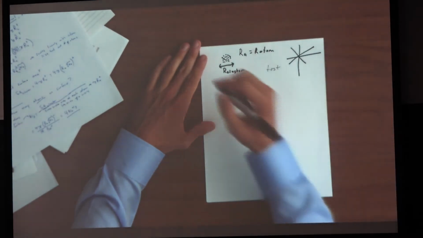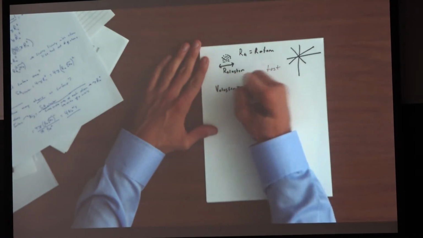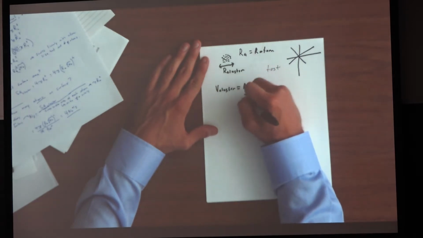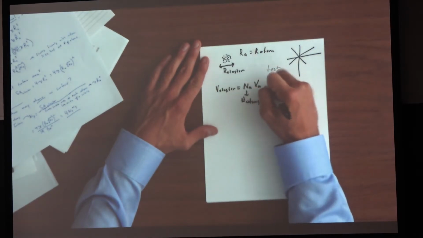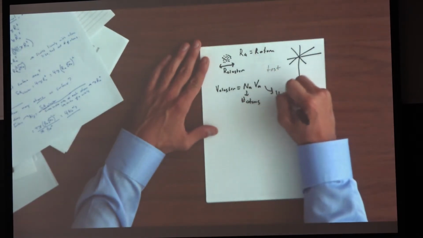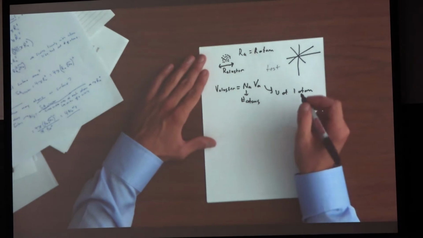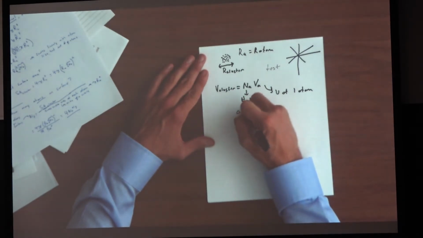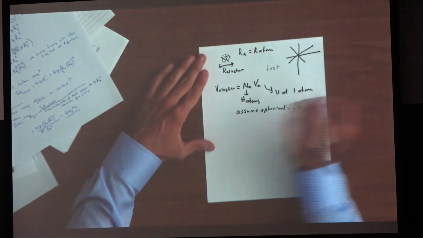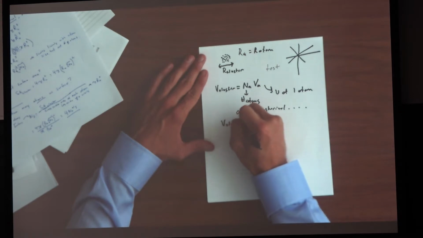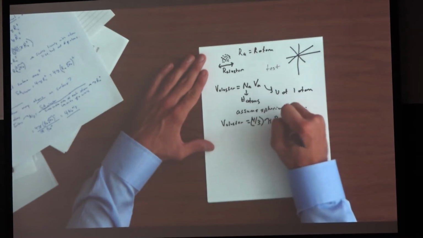Yeah. So then we know the volume of the cluster. This is a big assumption, right? The volume of the cluster is the number of atoms times the volume of one atom. Okay. So if we assume that this is spherical, then the volume of the cluster also equals 4/3 pi radius of the cluster cubed.